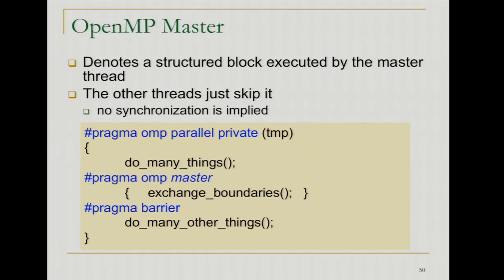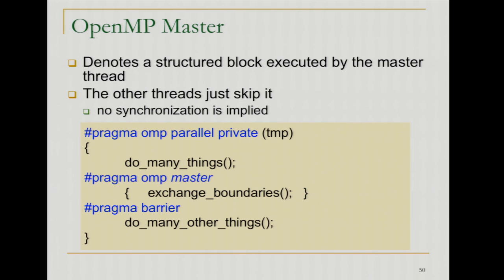All right, a few other things that we have. Master construct. Master, remember the master thread is the one with thread ID 0. You can actually just get the master thread to do something by using the master pragma. Everything else, all the other threads just completely ignore that and race past it. They don't even wait for it.